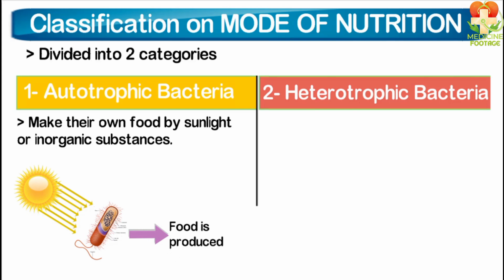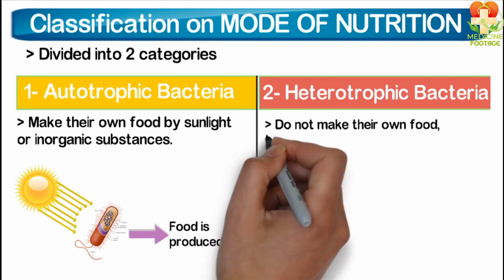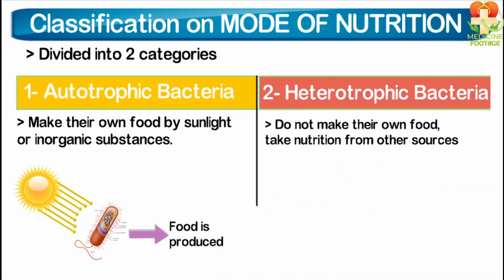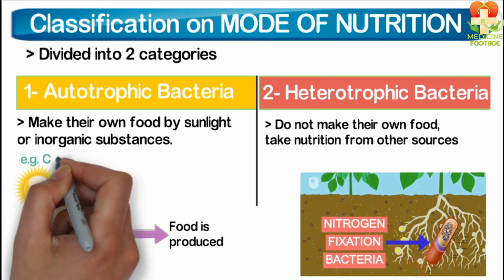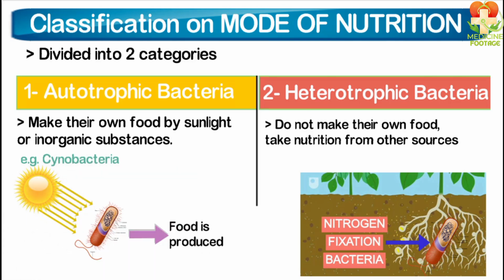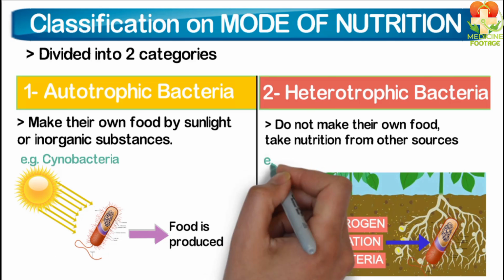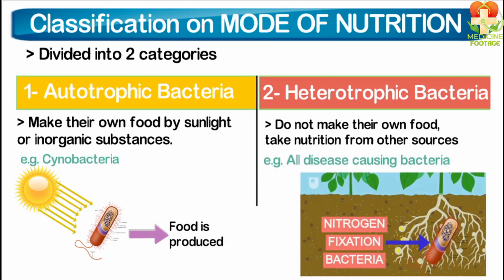The second type is heterotrophic bacteria, which cannot produce their own food and depend on others, so they are called heterotrophic bacteria. If we talk about examples, cyanobacteria are examples of autotrophic bacteria. Most disease-causing bacteria are heterotrophic as they depend on others and infect others. These are the two categories of classification of bacteria based on the mode of nutrition.